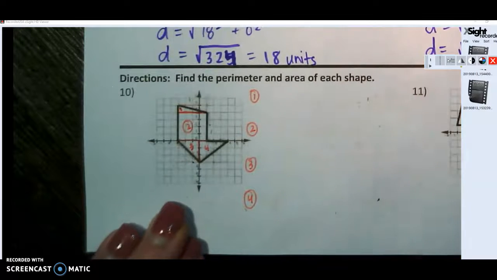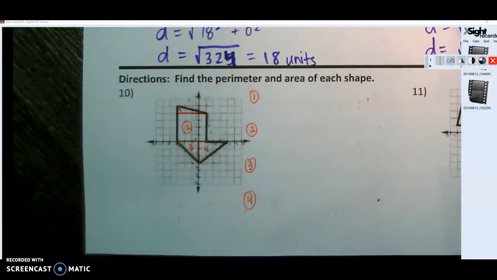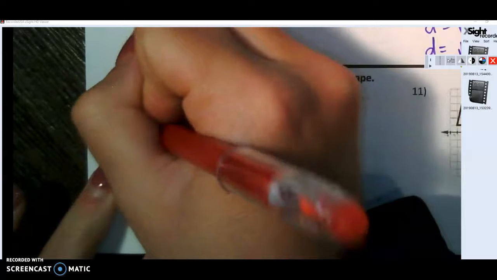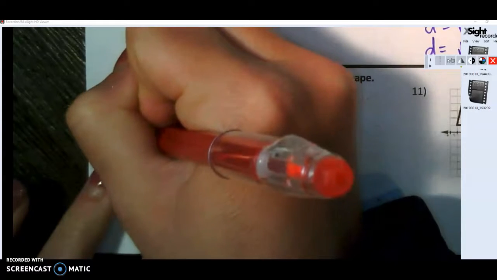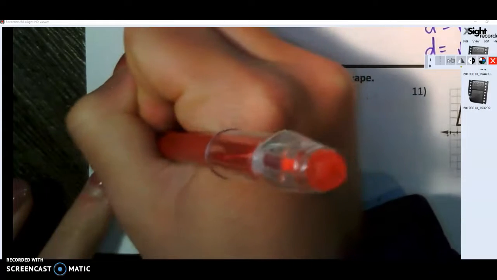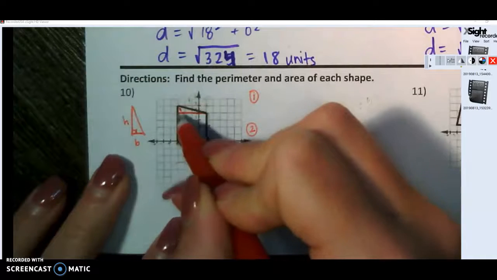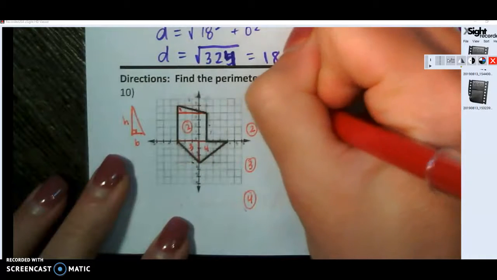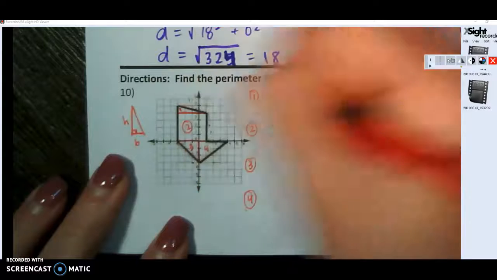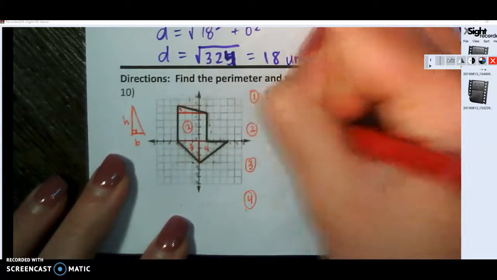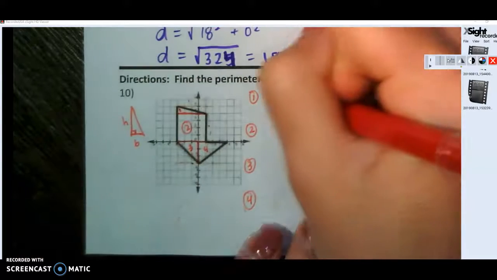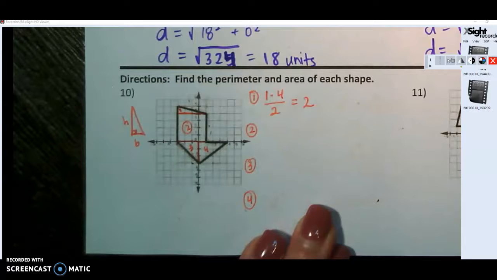To find the area of a triangle, it's 1/2 base times height, or base times height divided by 2. Remember that base and height meet at a right angle. If you're looking at a triangle, identify where the right angle is, and here's your base, here's your height. In this example, my base is 1, and my height is 1, 2, 3, 4. So that's going to be 1 times 4 divided by 2, which is 2.